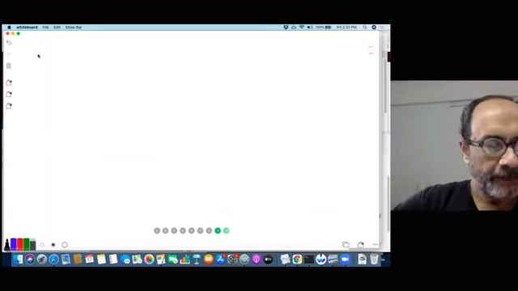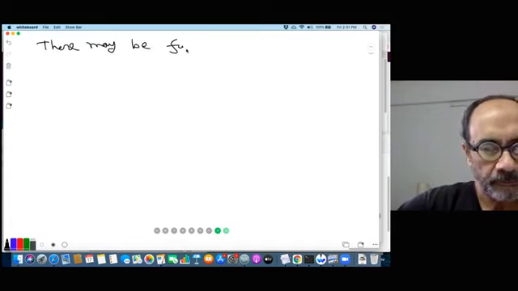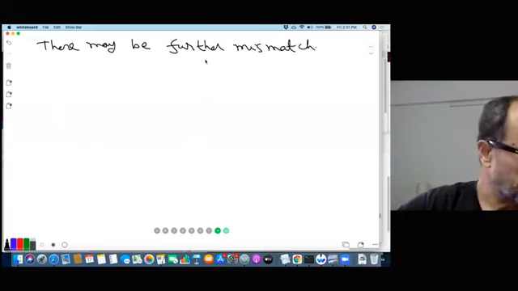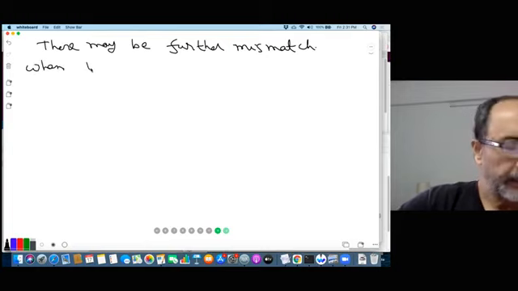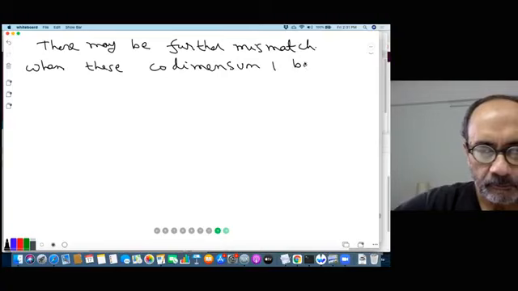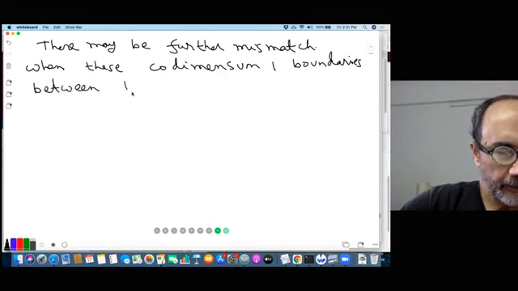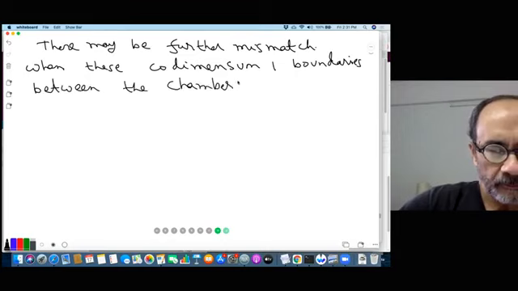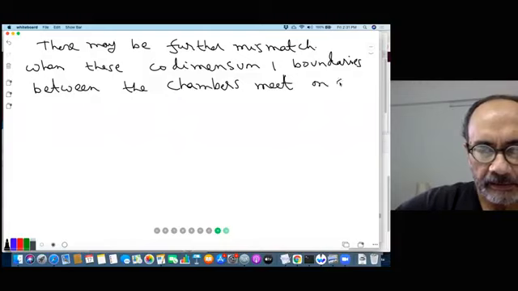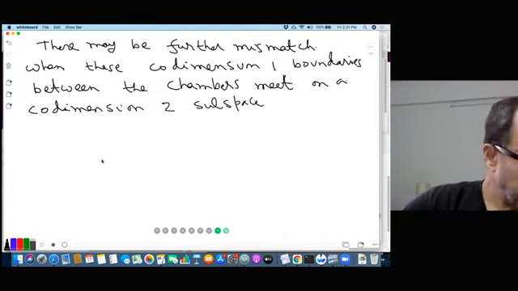So this is fine so far. But the problem is that there may be further mismatch when these codimension 1 boundaries between the chambers meet on a codimension 2 subspace. So let me draw this.